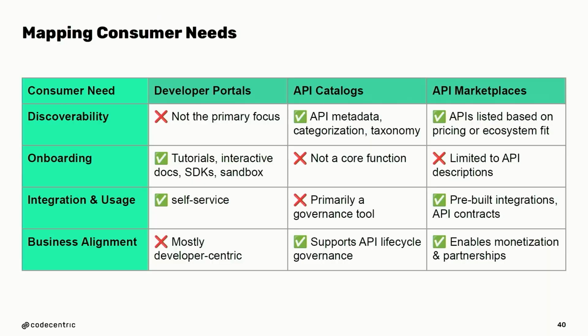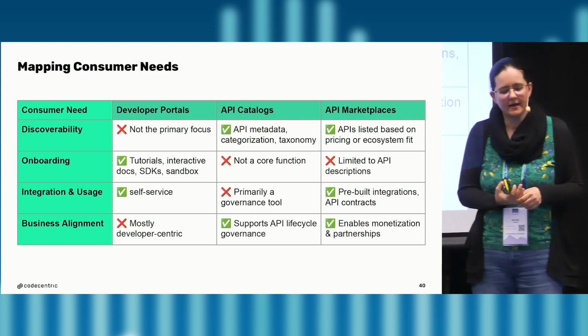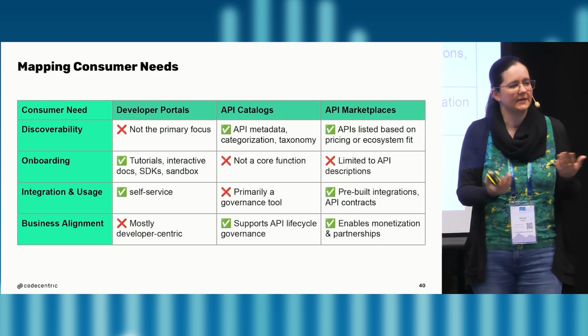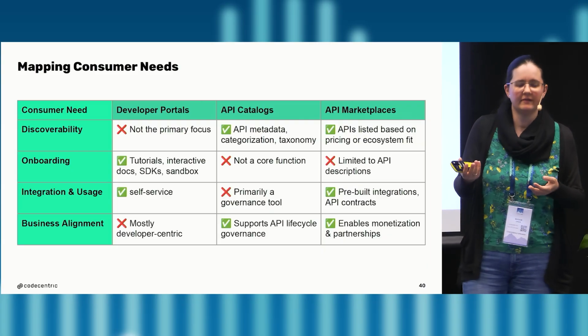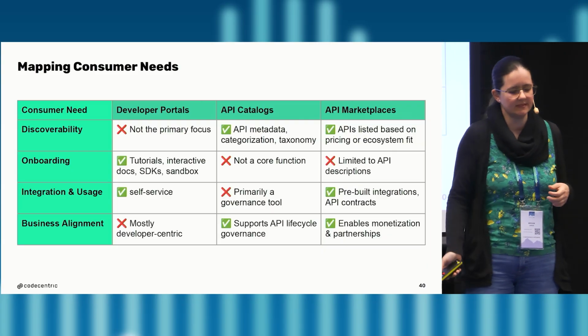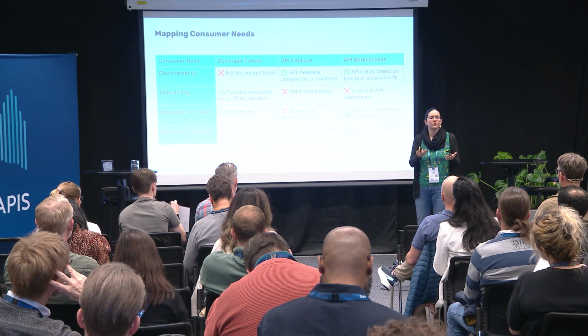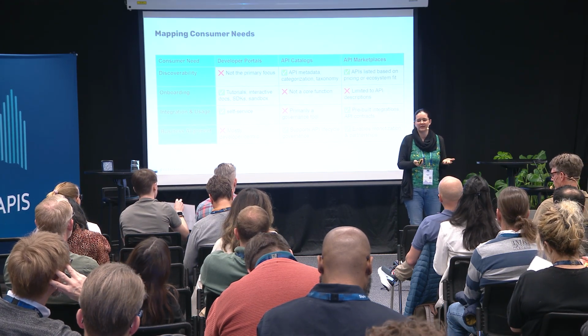And business alignment, I think that's clear. Developer portals, it already has it in the name. They should be mostly developer-centric. API catalogs support the API lifecycle governance or help with governance if done right. And marketplaces enable the monetization and partnership features. So depending on what you want to achieve, pick your tool, right?